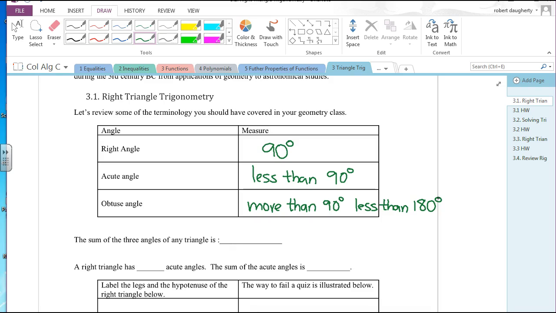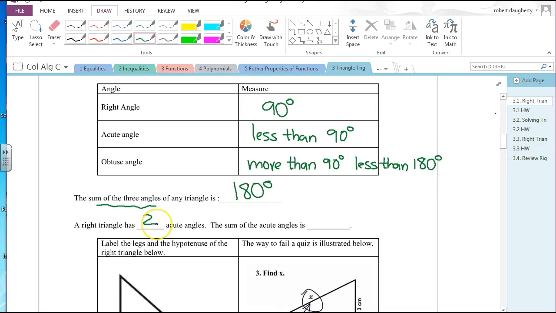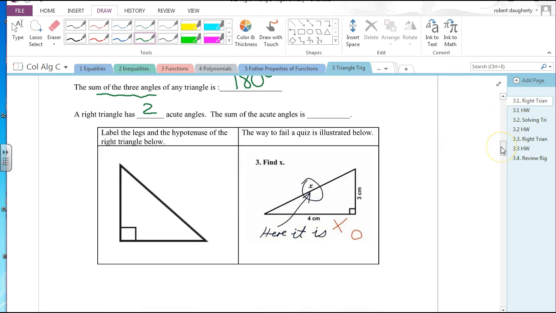So the sum, guys, the sum of the 3 angles of any triangle on Earth is what? 180 is the number we're going to go with today, okay? So 180 is the sum of all angles of a triangle. A right triangle has how many acute angles? 2, okay? If you think about a right triangle, so we've got one drawn right below here. If you've got the right angle, that's 90 degrees. The other 2 have to add up to what? They have to add to 90, so they're less than 90. So there are 2 acute angles. The sum of those acute angles is 90 degrees, okay?